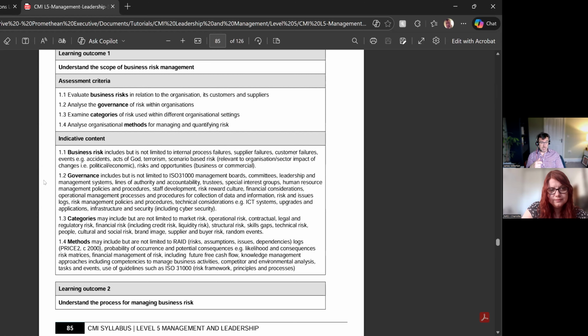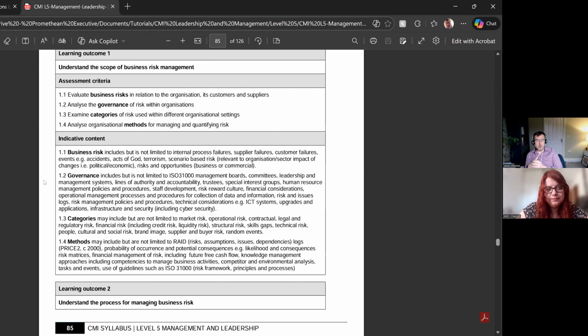1.4, analyze organizational methods for managing and quantifying risk. Indicative content here, it could be that we look at some probability mapping. We need to find, how do we organizationally manage to find where the risks actually are and how big the risks are, and to think about how we manage the risk as we go through as well. So we need to measure stuff, you might think. We need to think about how we're performing compared to industry norms or sector norms and standards, those kind of things. It may be that we are managing risk through adherence to quality standards, so again, ISO type frameworks, etc.